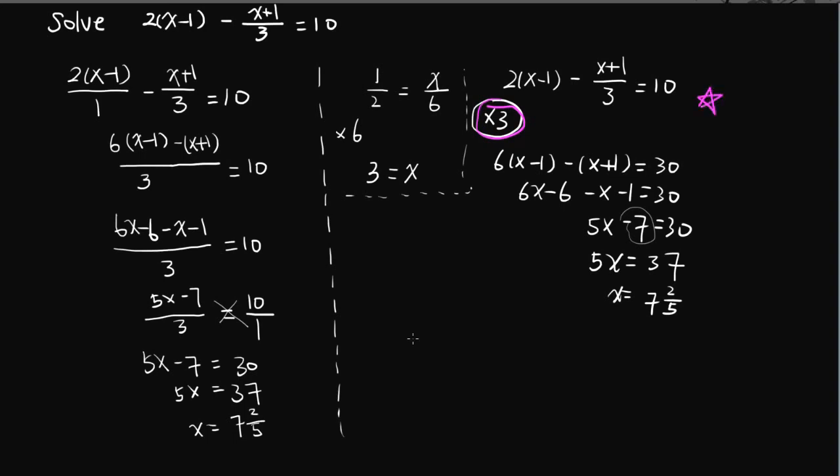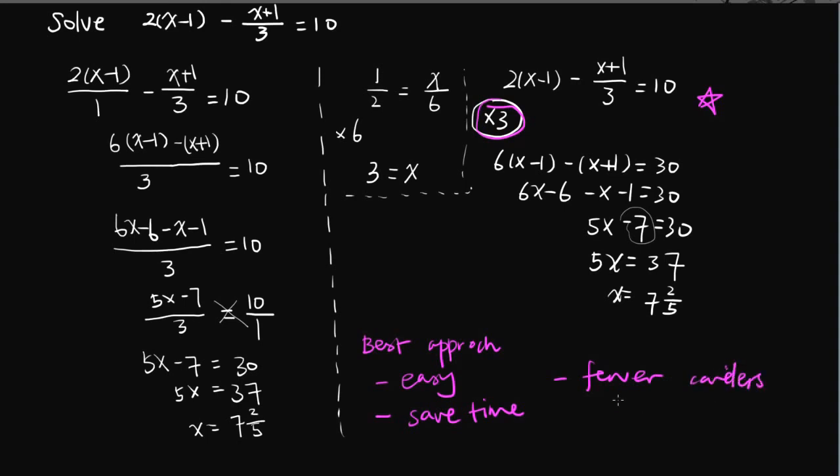Why do we want to look for the best approach? First of all, the best approach is easier. Easy and saves time. And there are fewer careless mistakes. It's not so easy to make careless mistakes. That's the advantage.